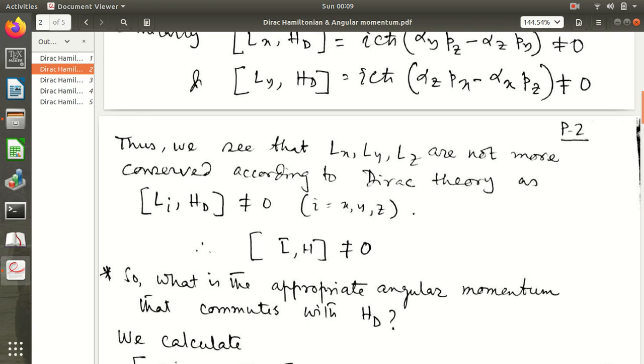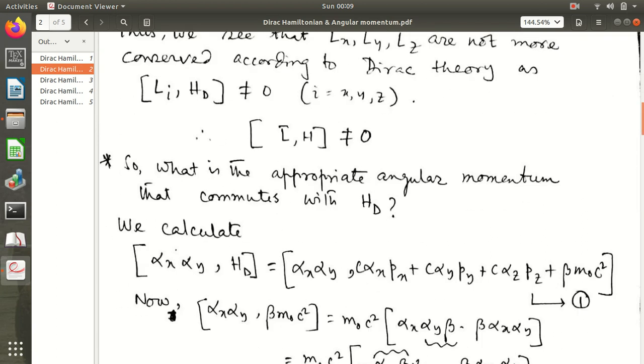That means they are no more conserved according to Dirac theory. They are not constants of motion, and so L is not a conserved quantity. This is Hd, you note, the Dirac Hamiltonian. So L is not commuting with the Dirac Hamiltonian. So this is now a very awkward situation.